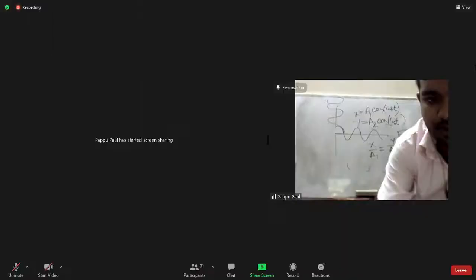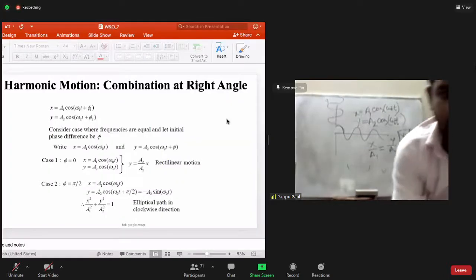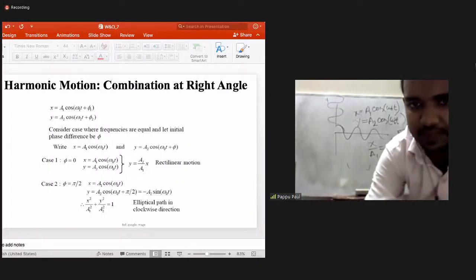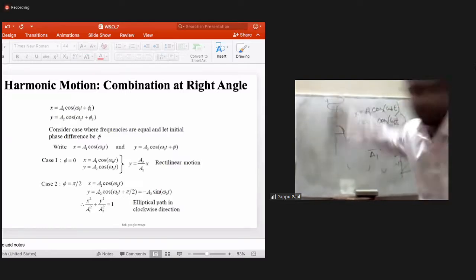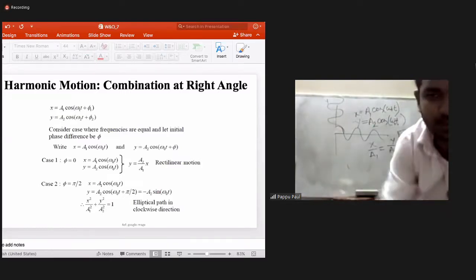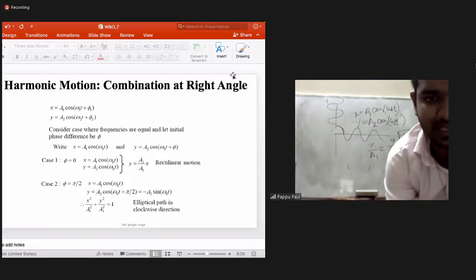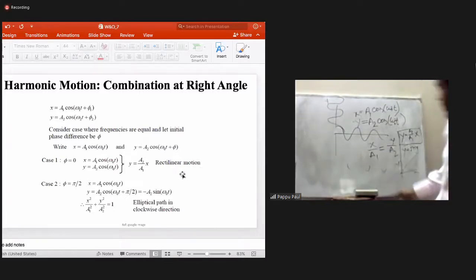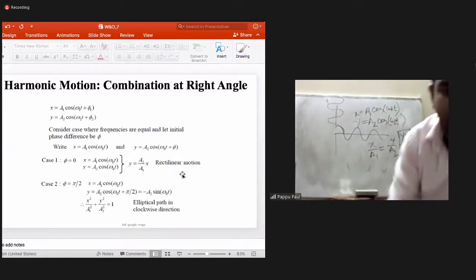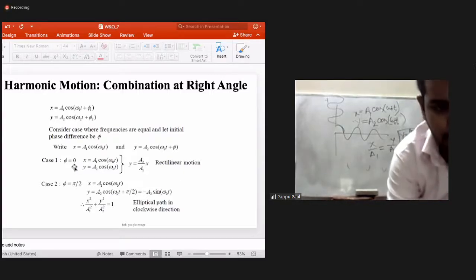Okay, so if I share my screen, that combination at right angle, as I mentioned already, what is the right angle? Right angle means a 90-degree angle. Our one wave is in the x direction and another wave is in the y direction. So the angle between them is what? The angle between them is 90 degrees, that means the right angle. So let's consider the case that the phase difference is 0. Then our graph will be like a rectilinear motion.